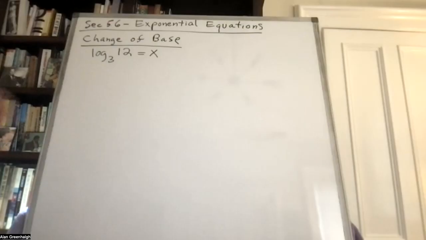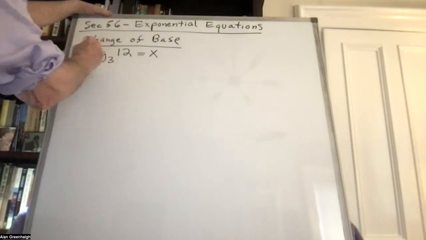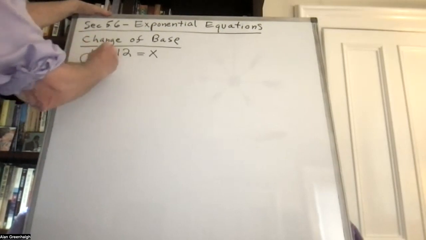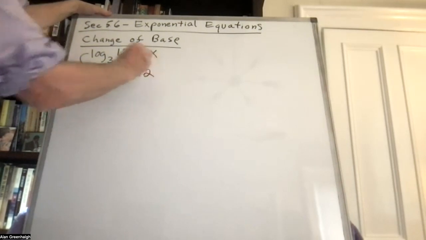And the way to solve this problem, there are two ways of solving it. If you want to convert this to exponential form, this would be 3 to the x is equal to 12.